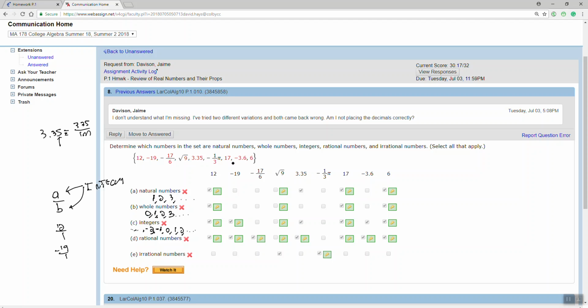17, I can write as 17 over 1. Negative 3.6. This ends in the tenths place. So negative 3.6, I can rewrite as negative 36 over 10, since it ends in the tenths place. And this is an integer, and this is an integer. And then 6, I can rewrite as 6 over 1. So that's why that's marked. And that would be that problem.